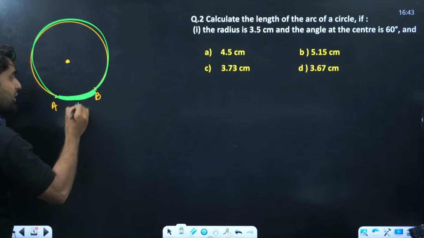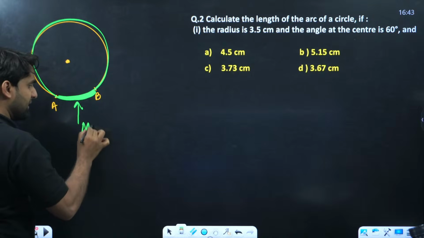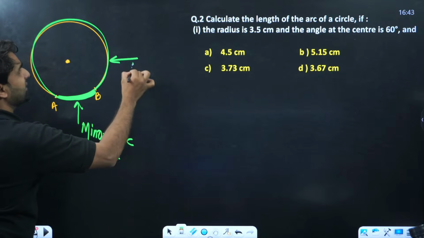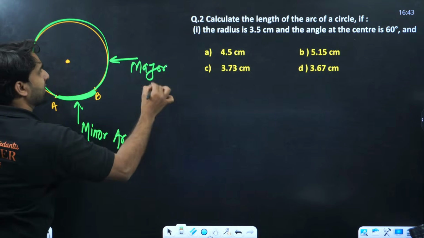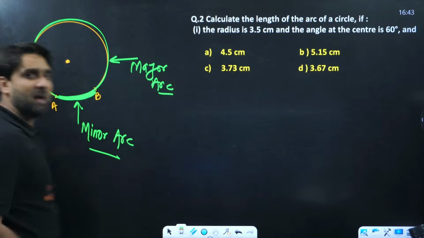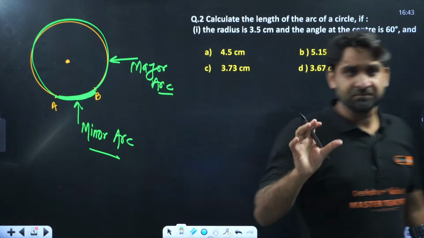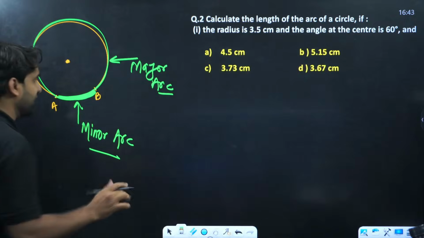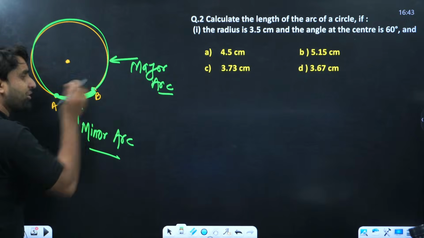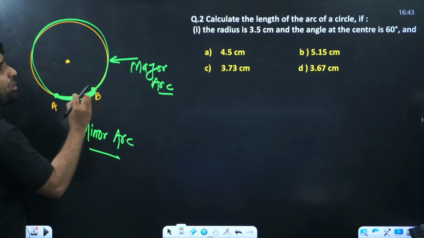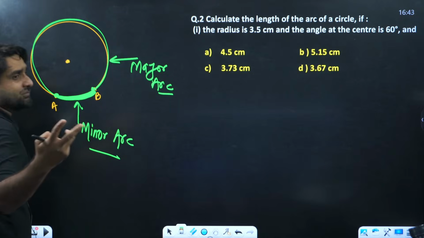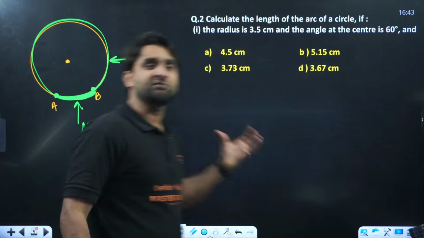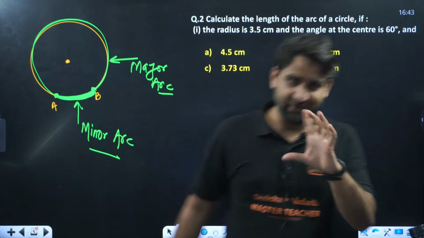This is called minor arc, and this one is called major arc. Clear everyone? Minor arc and major arc. If you take 2 points on the boundary of the circle, the boundary will be distributed into 2 parts. The smaller part is called minor arc and the bigger part is called major arc.